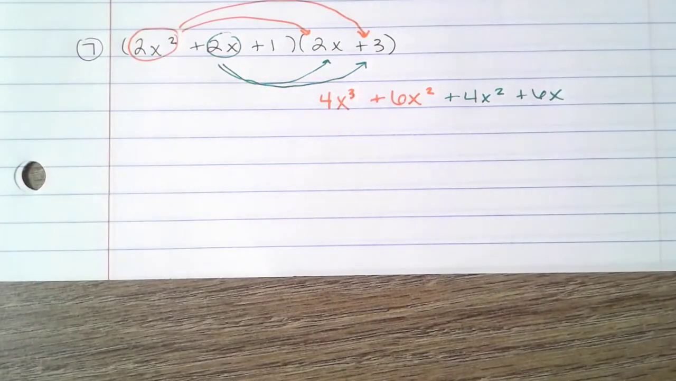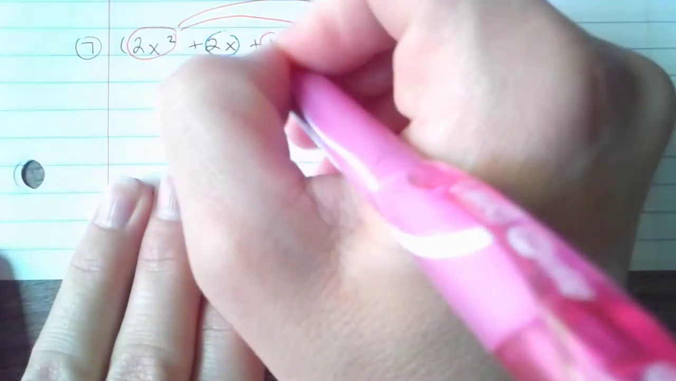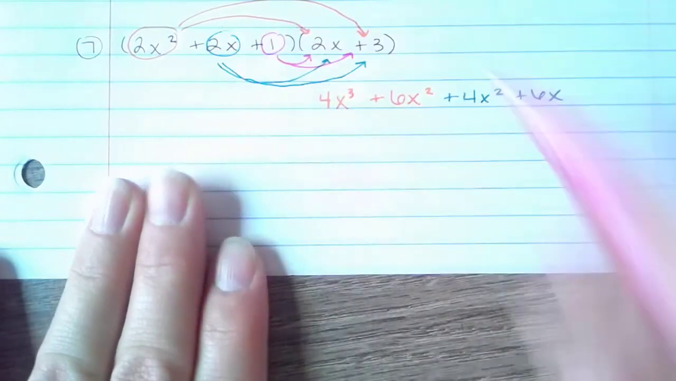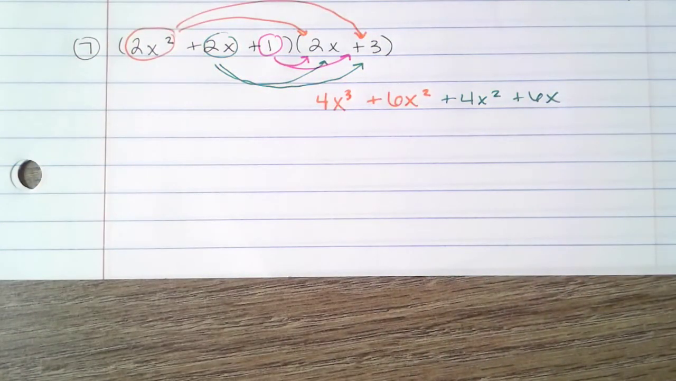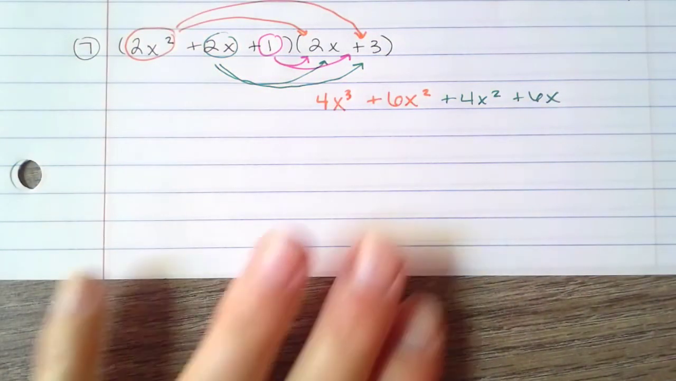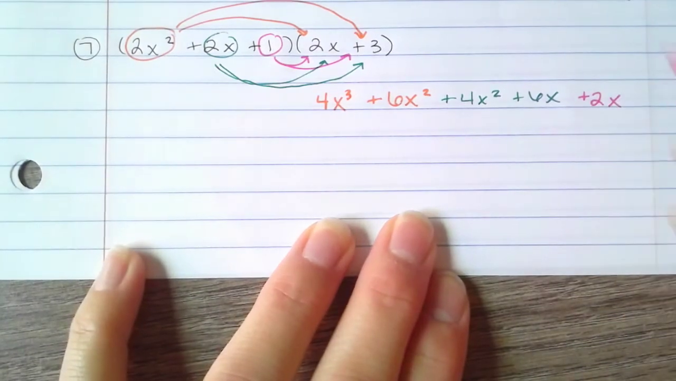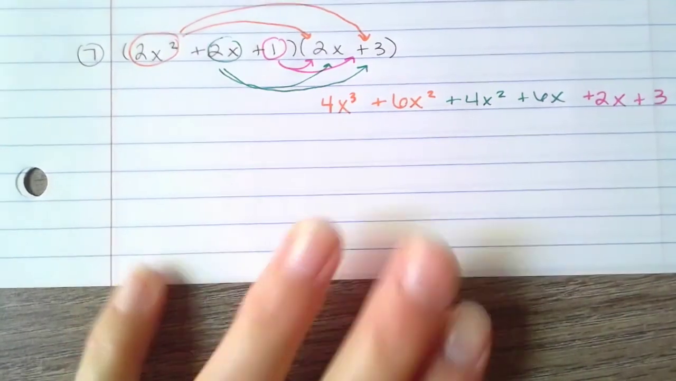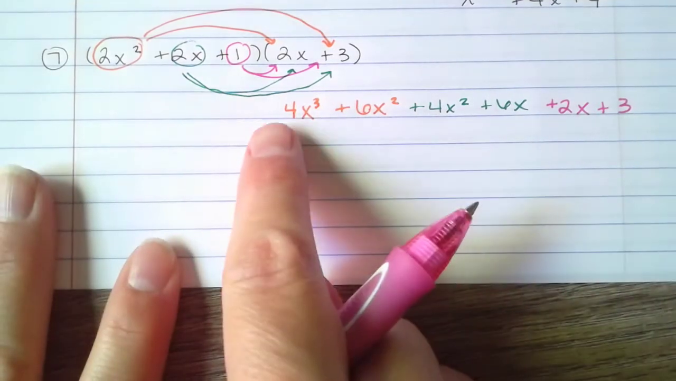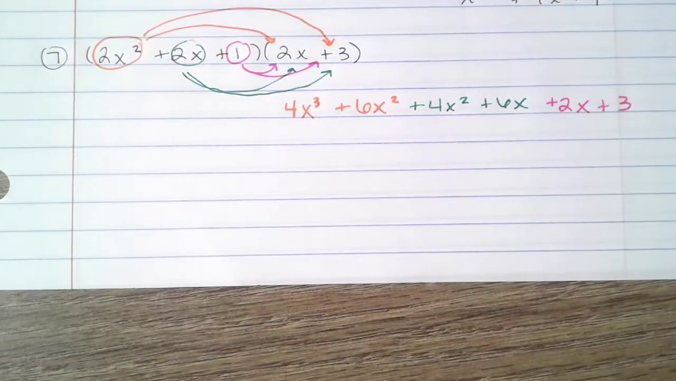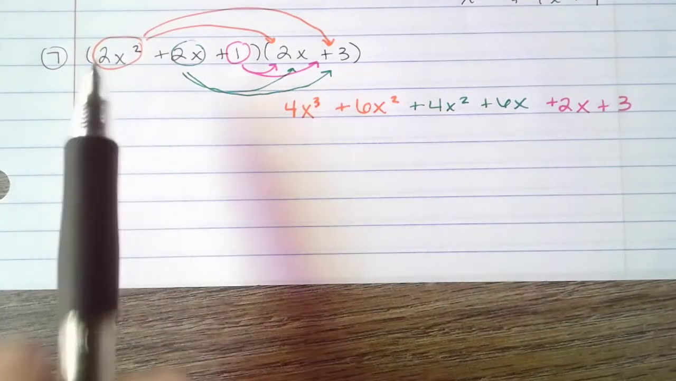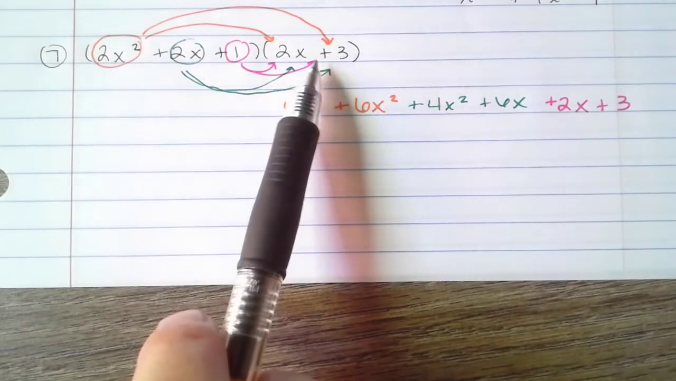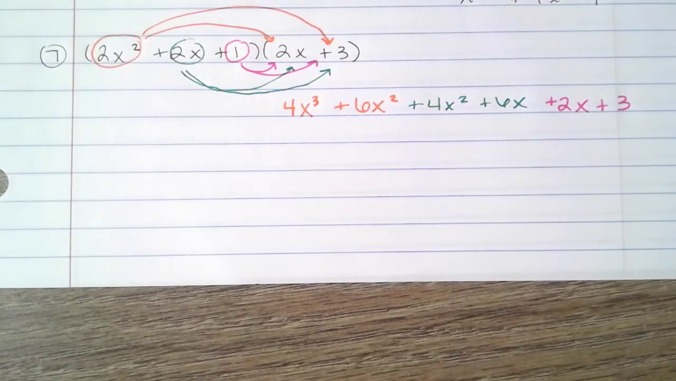This is the only new part. In fact, not even new content, just one extra step. We still need to distribute the other term. So in that case, 1 times 2x is 2x. 1 times 3 is 3. At that point, you now have your answer. Now, is it simplified? Is it ready? No. But you've distributed all of the terms to the second piece.